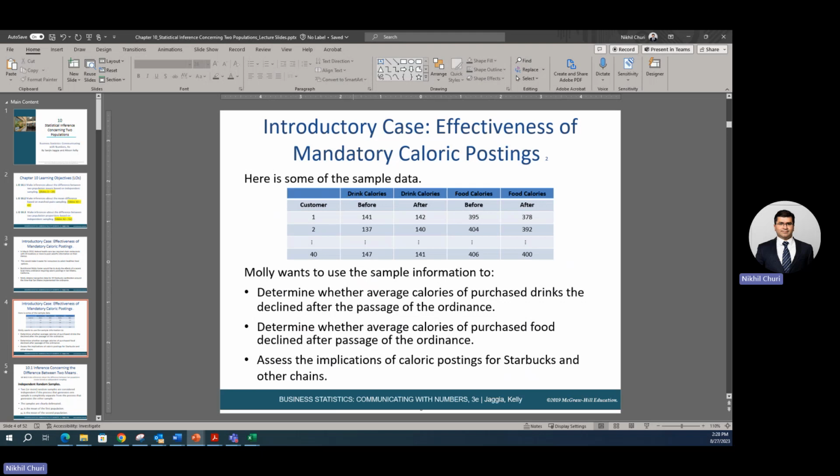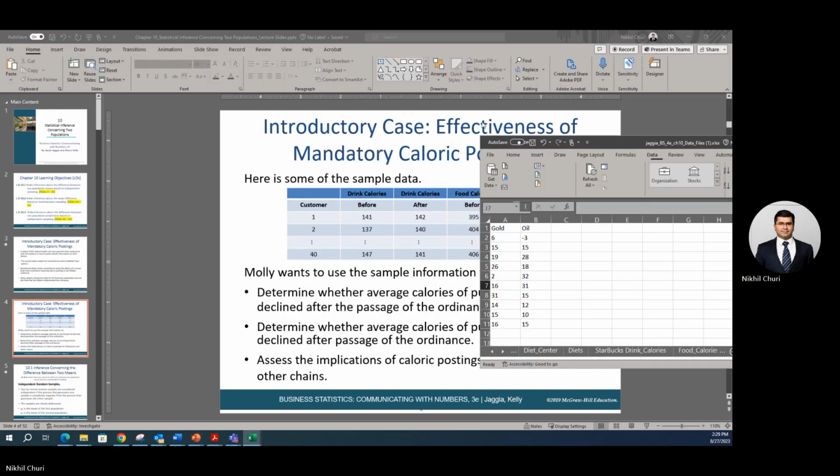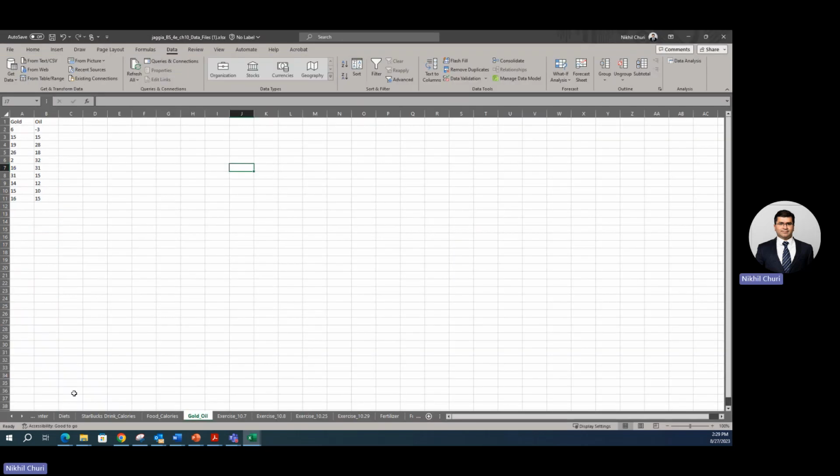In the next column, it says drink calories before the ordinance, these were the drink calories that a customer purchased, for customers 1, 2, 3, 4, 5, 6 until 40. In the second column, it says drink calories after, so after the ordinance was implemented, these are the calories listed. The next column talks about food calories before the ordinance, and the last column talks about food calories after the ordinance. This is partial data shown over here, just explaining the structure of the data that has been collected. I'll be posting this Excel sheet also, where all the details are given.